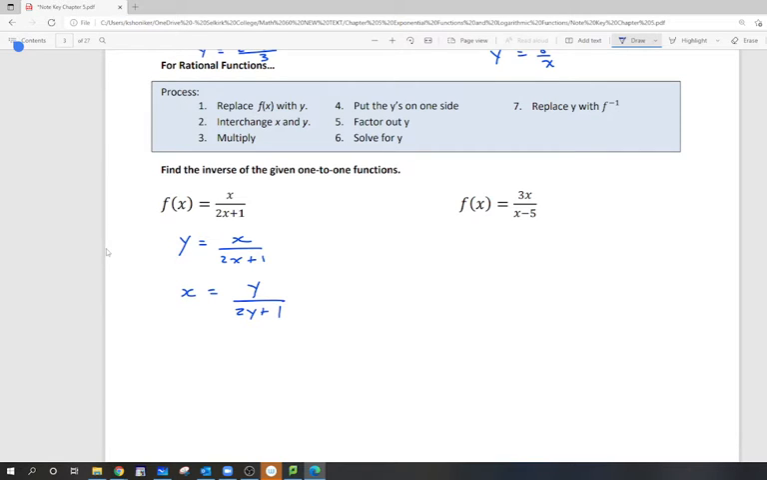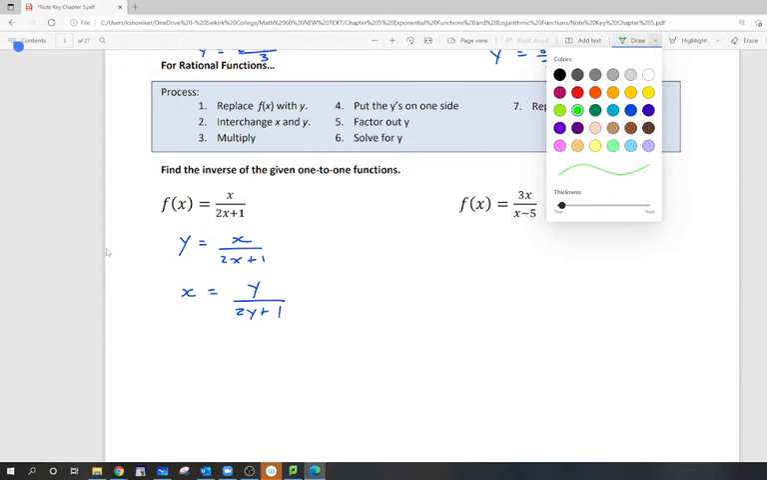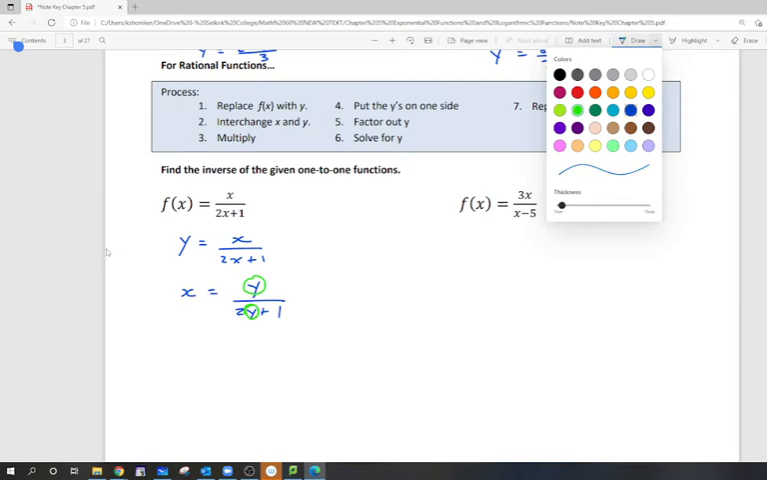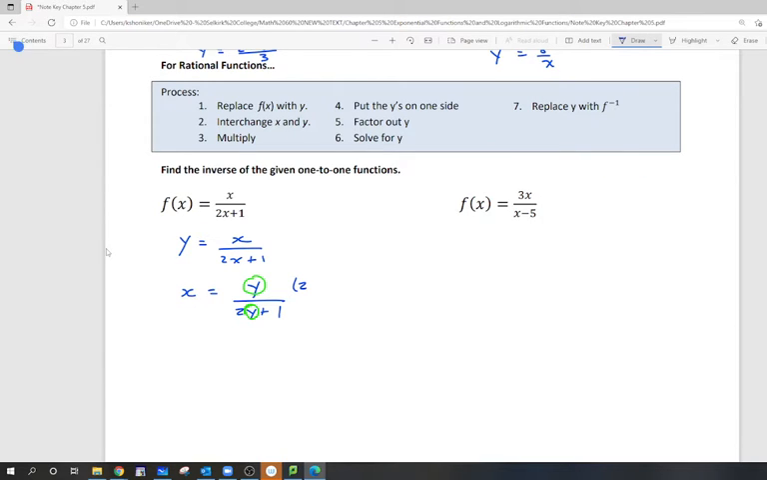Okay, now this is why I gave it its own section. These are very specific. You've got a y up here and a y down here, and you want to solve for y. Well, how are you going to do that? The first thing you should do is try to just get rid of having a y in a denominator. So we're going to multiply both sides of the equation by 2y plus 1. And so I get x times 2y plus 1 is equal to y, because the denominator would cancel out.